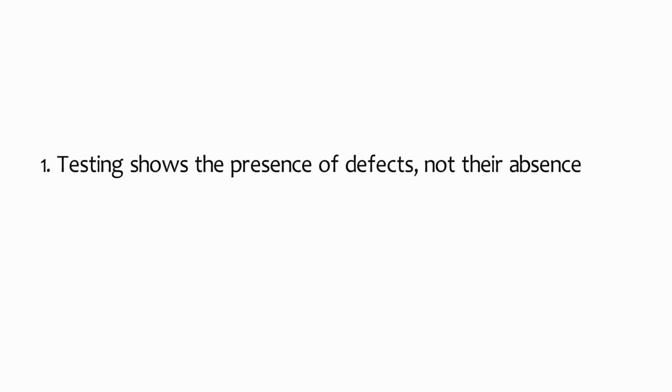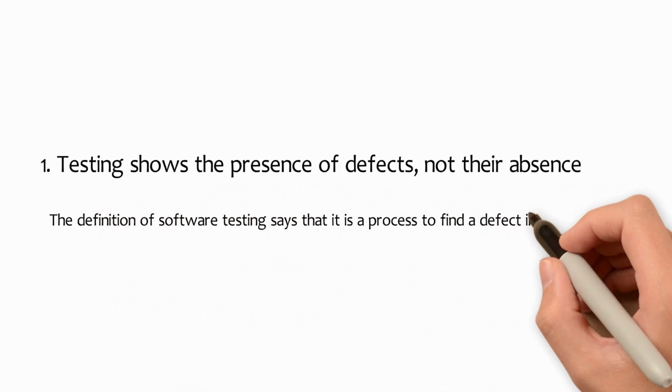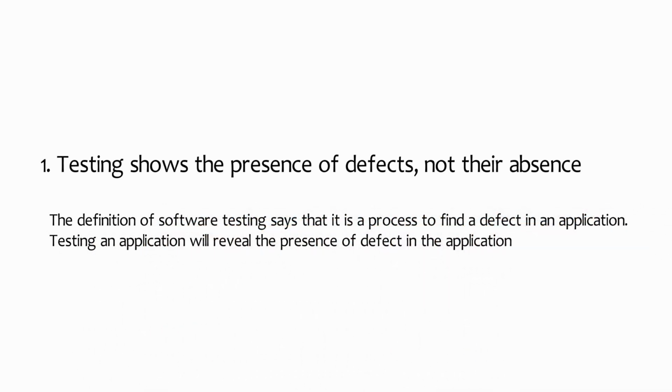Testing shows the presence of defects, not their absence. The definition of software testing says that it is a process to find a defect in an application. Testing an application will reveal the presence of defect and it won't reveal absence of the defect.